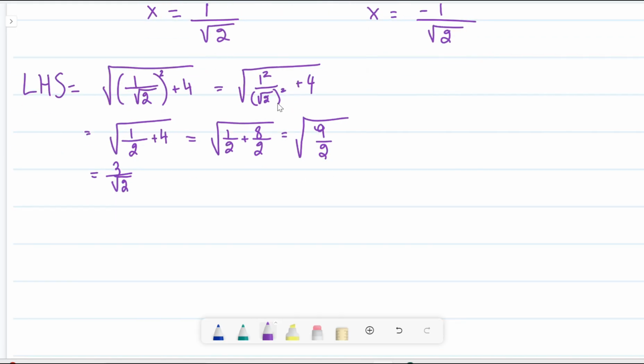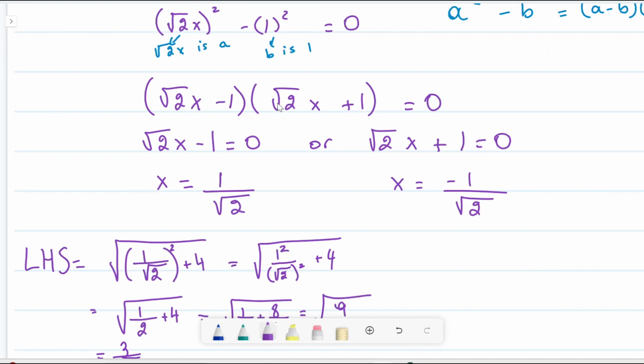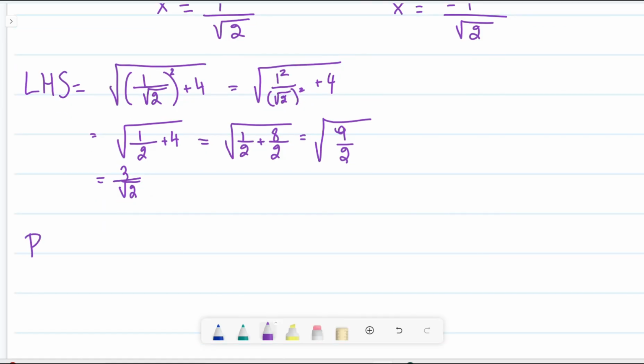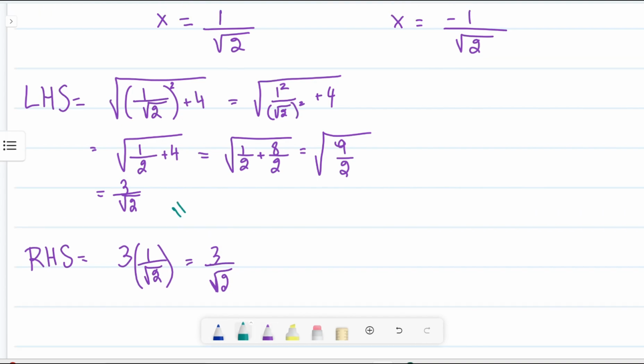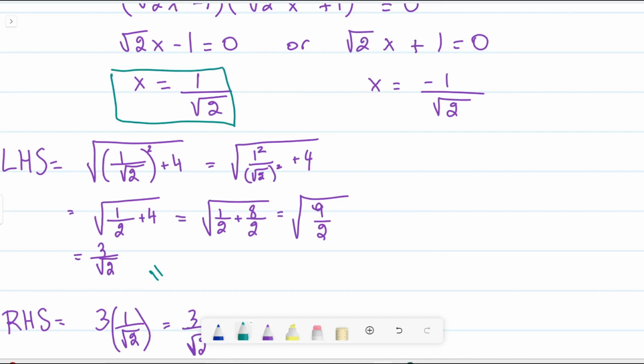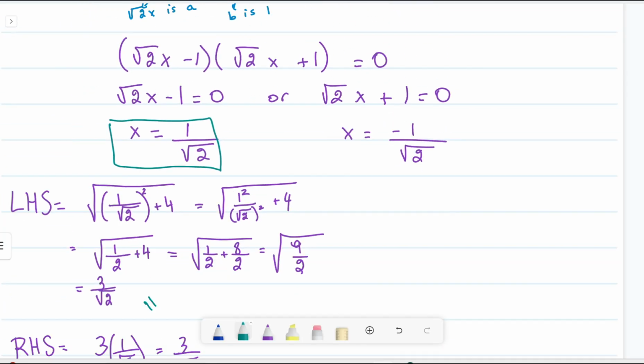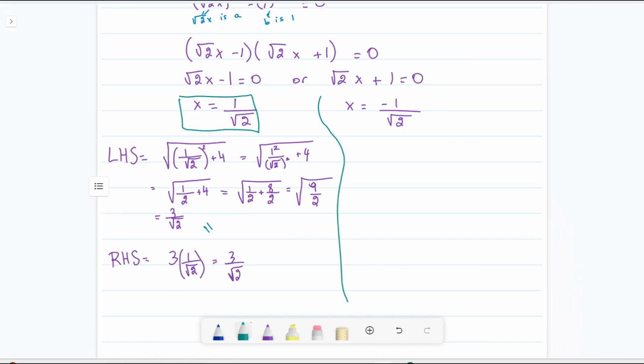Now let's plug it in on the right-hand side. We have 3x, so right-hand side equals 3 times 1 divided by square root of 2, which is equal to 3 divided by square root of 2. Since the left-hand side and the right-hand side are equal, then we can accept this answer. So this is a possible answer. Let us try the other value of x that we got.